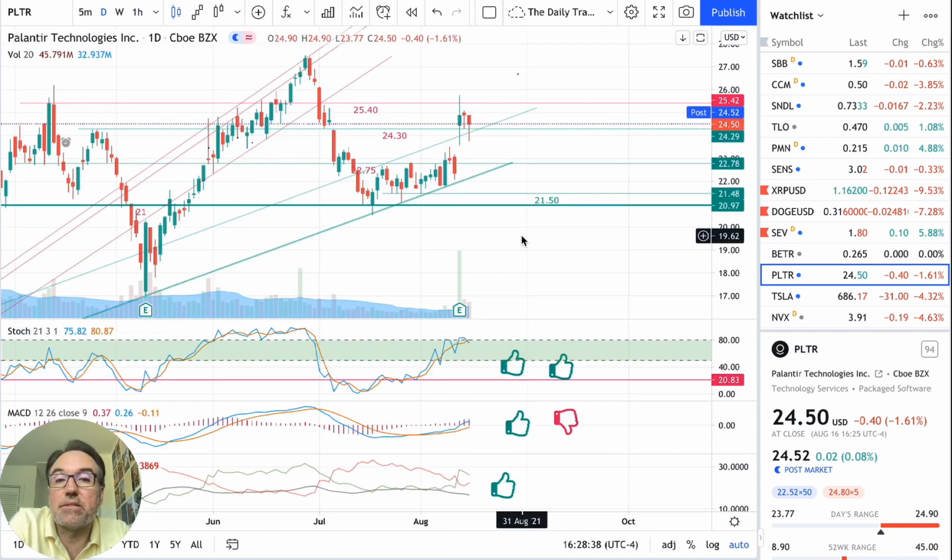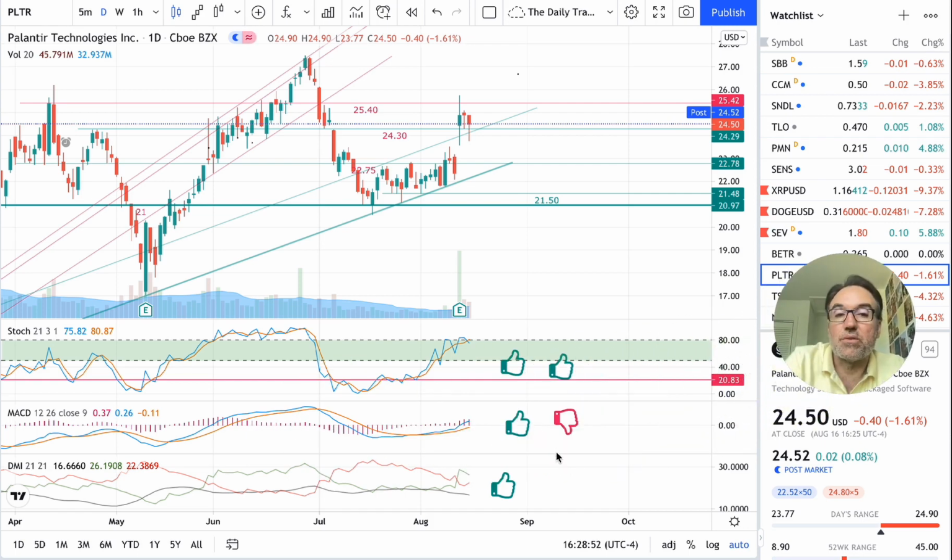Let's look at the daily chart. Stochastic came back down to 75. Then MACD, we still have one line that's negative. So this is why we have our thumb down, and the DMI is still positive. But I don't know what is going to happen. But we might very well come back.